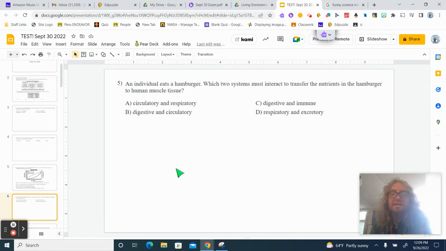Number 5, an individual eats a hamburger. Which two systems must interact to transfer the nutrients in that hamburger to human muscle tissue? Is it A, circulatory and respiratory? B, digestive and circulatory? C, digestive and immune? D, respiratory and excretory?